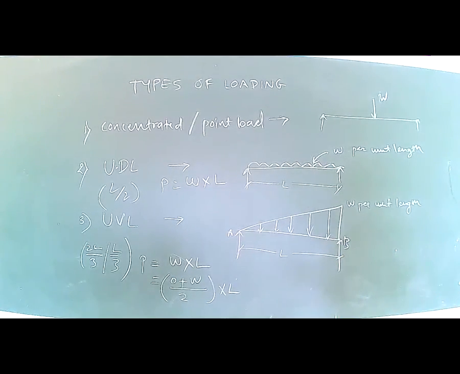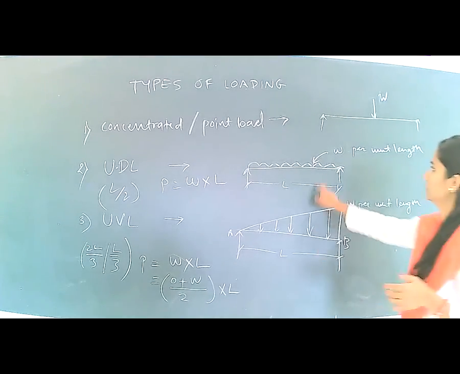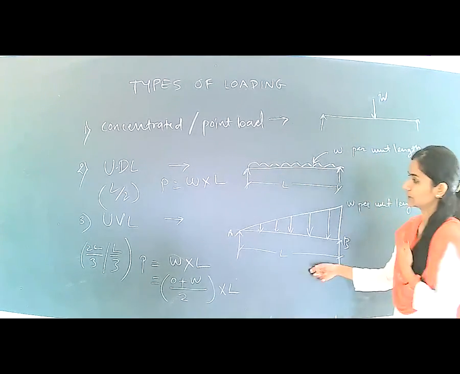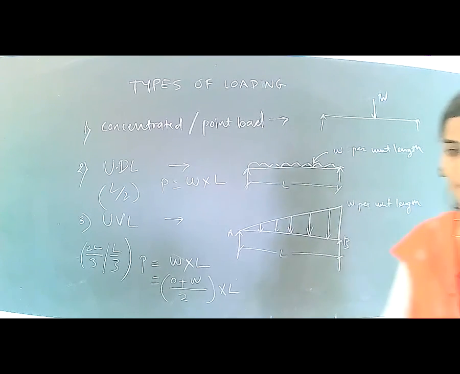As we see, types of beam, then types of support, and the third one is the types of loading, that is, concentrated, which means point load, second is the UDL, and third one is the uniformly varying load.